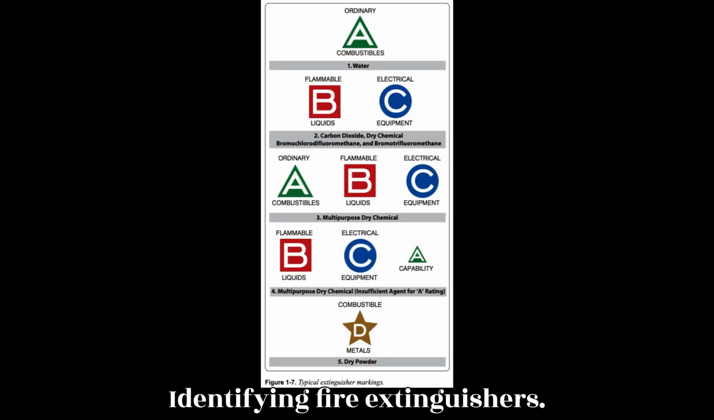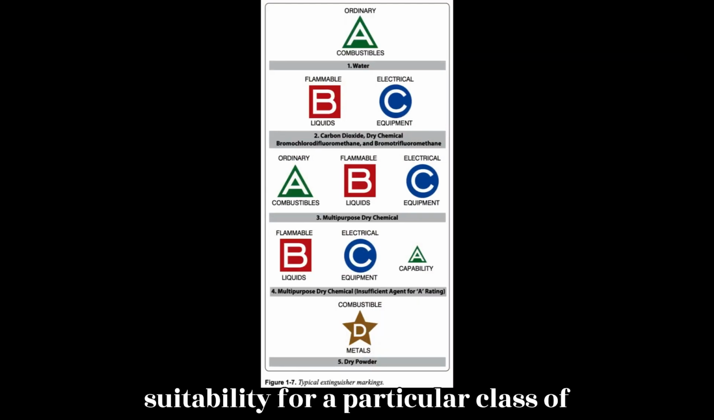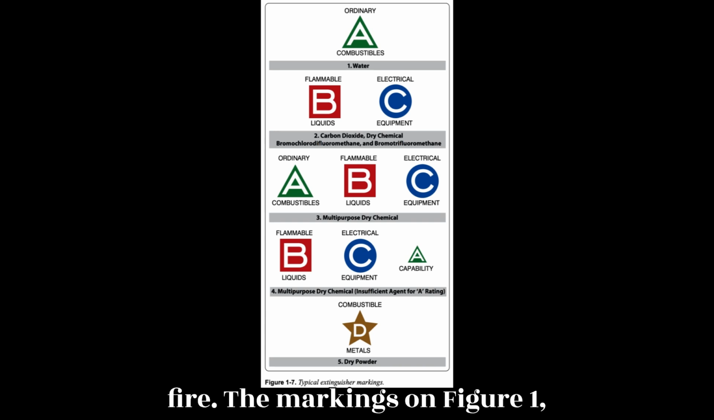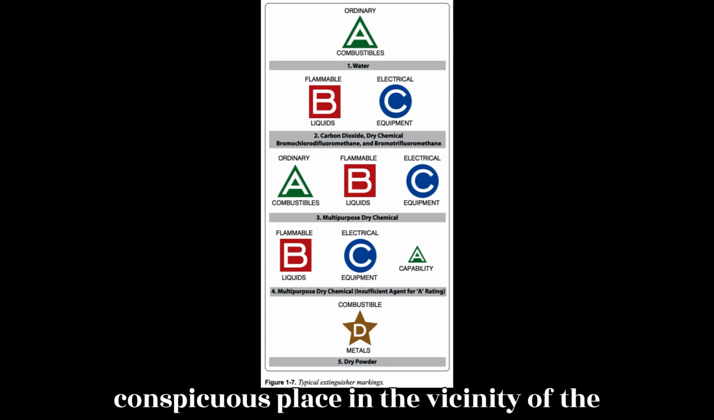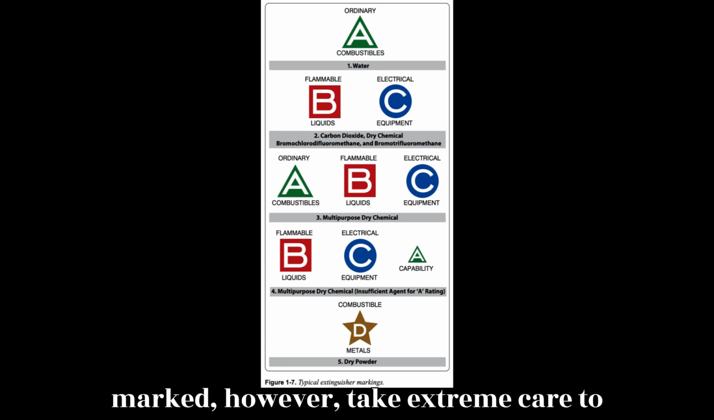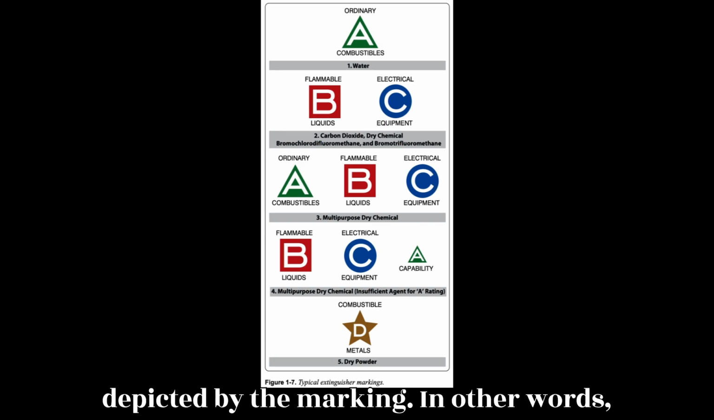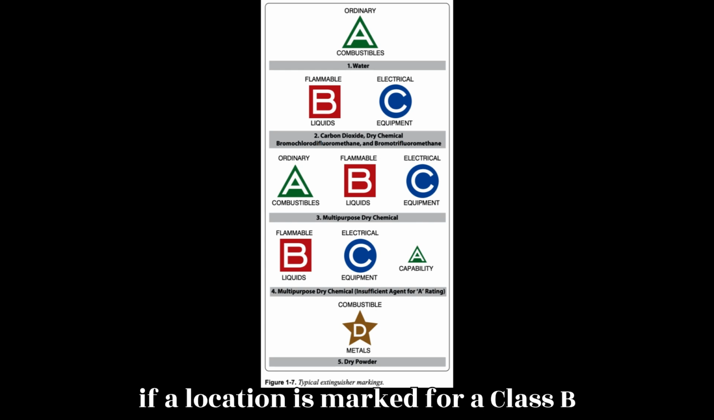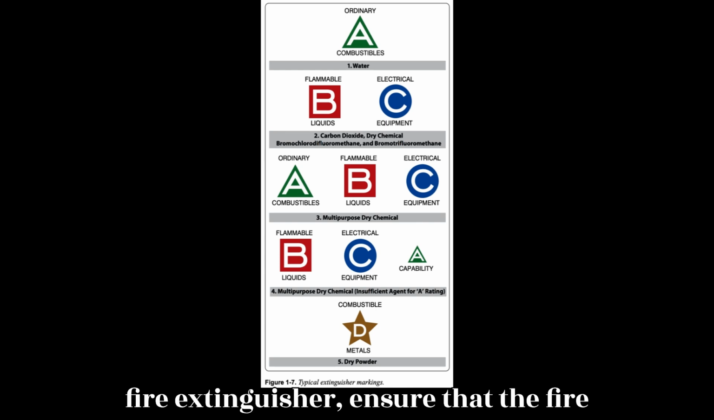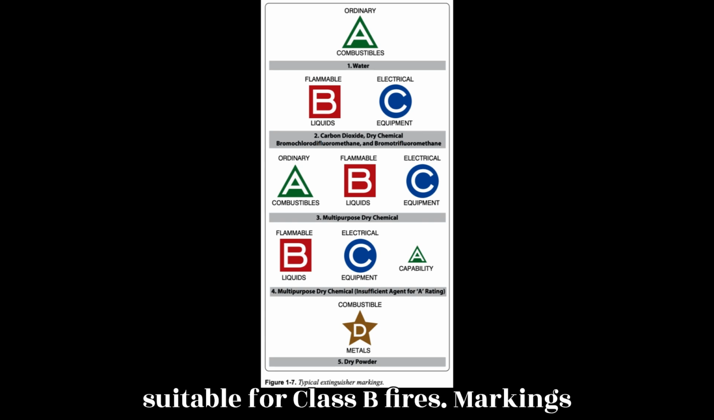Identifying fire extinguishers. Fire extinguishers are marked to indicate suitability for a particular class of fire. The markings in Figure 1.7 must be placed on the fire extinguisher and in a conspicuous place in the vicinity of the fire extinguisher. When the location is marked, however, take extreme care to ensure that the fire extinguisher kept at that location is in fact the type depicted by the marking. In other words, if a location is marked for a Class B fire extinguisher, ensure that the fire extinguisher in that location is in fact suitable for Class B fires.